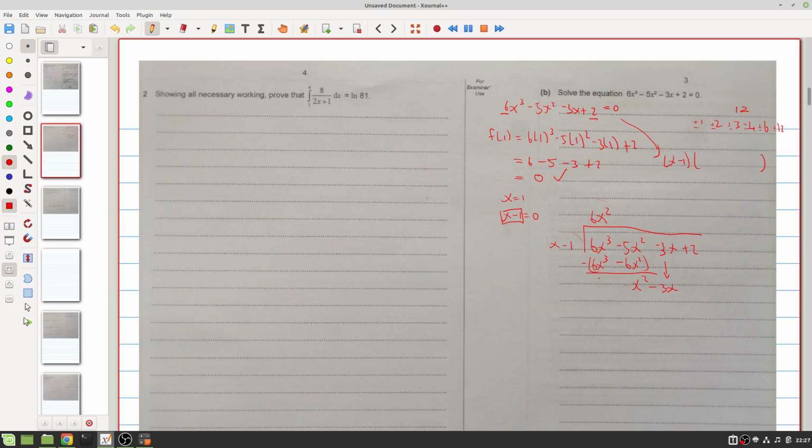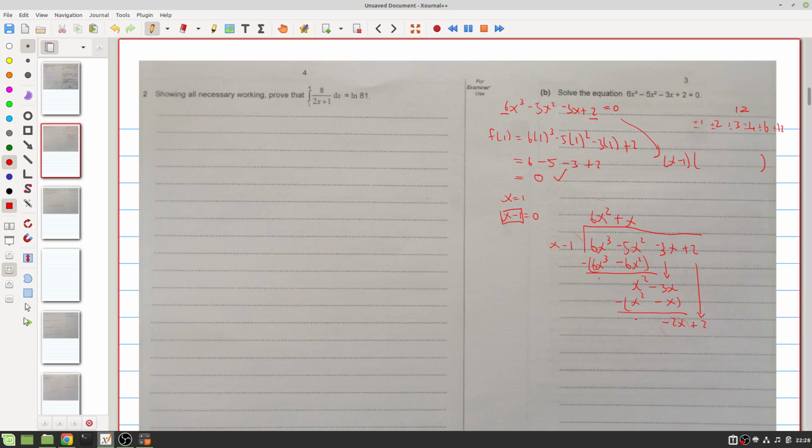So again, x squared divided by x is going to be x. Then we say x times x is x squared, and x times negative 1 is negative x. So again, we're going to subtract this. So x squared minus x squared is nothing. Negative 3x minus minus, so again plus. Negative 3x plus x is negative 2x. And then we bring down the next value. So that's plus 2. And we repeat the process.